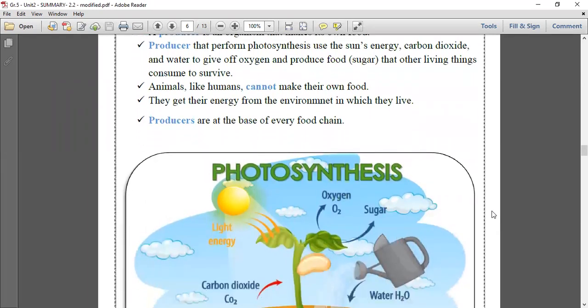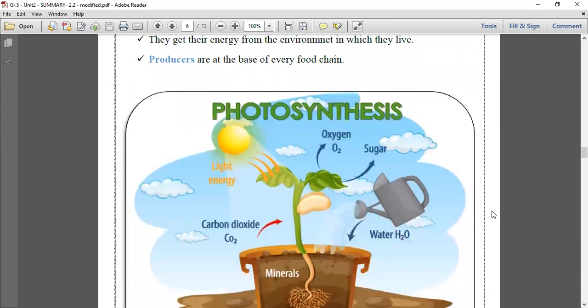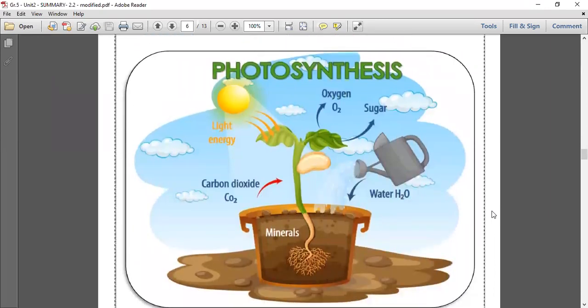And this is a reminder of the photosynthesis process. As you can see, the plants absorb water and minerals from the soil by the roots, then transport them to the stem, then to the leaves, while the leaves absorb energy from sunlight and carbon dioxide from the air to make sugar and oxygen.